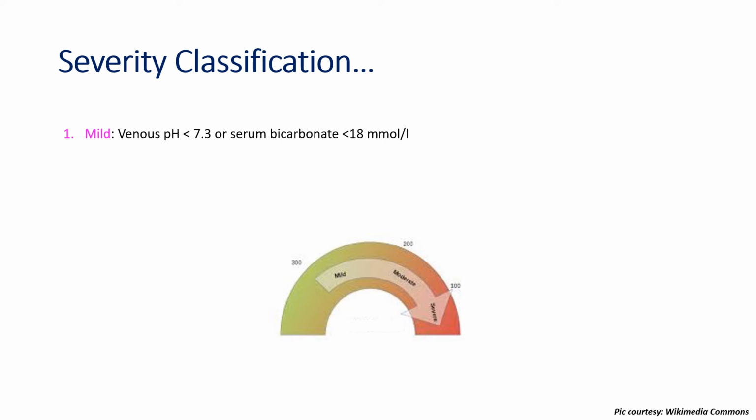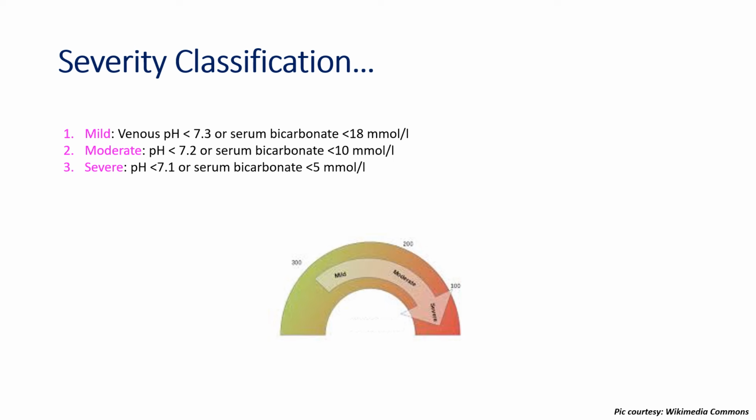So mild DKA is venous pH less than 7.3, and in case it is not available, serum bicarbonate less than 18 millimole per liter is also mild. Moderate is pH less than 7.2 or serum bicarbonate less than 10 millimole per liter, and severe is pH less than 7.1 or serum bicarbonate less than 5 millimoles per liter.